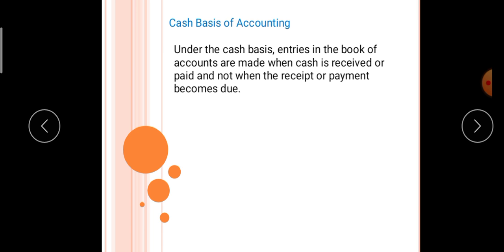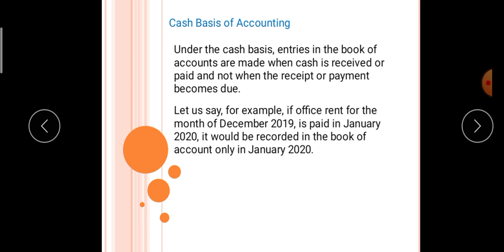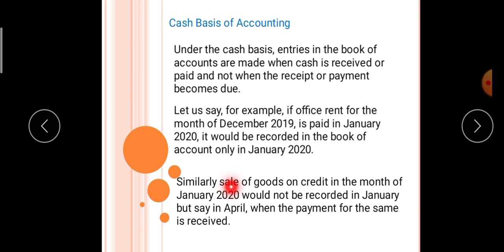Here we will take one example, like the office rent for the month of December 2019 was paid in January 2020. So it will be recorded in the books in January 2020, not in December 2019. Similarly, we can take one more example, like goods were sold on credit in the month of January and the amount was received in the month of April. So we will record it in the month of April and not in the month of January when the transaction took place.